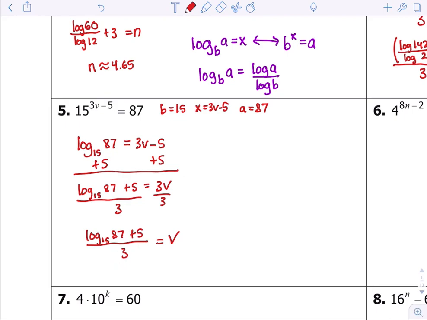So let's make this into change of base formula. Log of 87 over log of 15, plus 5, all over 3 is equal to v. Now I'm just going to punch this all into our calculator. So log of 87 divided by log of 15. Once we get that value, add 5 and then divide by 3. So v is going to be roughly around 2.22.